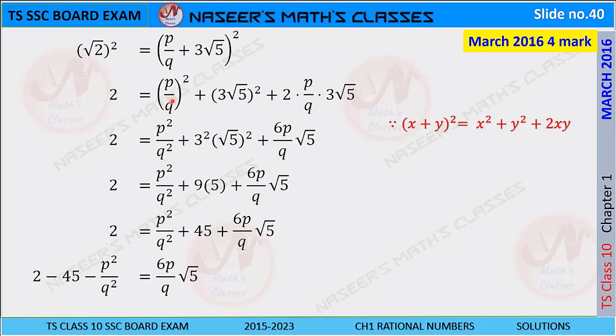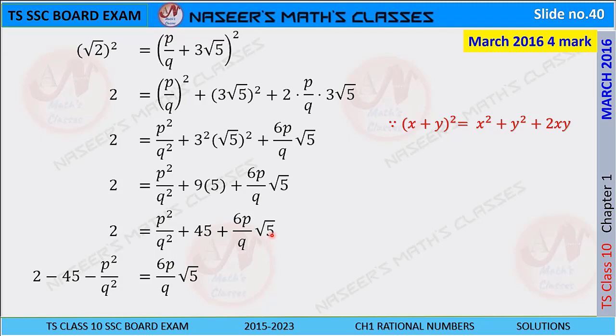And (p by q) whole square is written as p square by q square, and (3 root 5) whole square is written as 3 square times (root 5) whole square, and 2 3s are 6 p by q. Next 3 square is written as 9, and here root and square cancel, we can write 5. Therefore 9 5s are 45. Finally we can write our equation as 2 is equal to p square by q square plus 45 plus 6 p by q root 5.